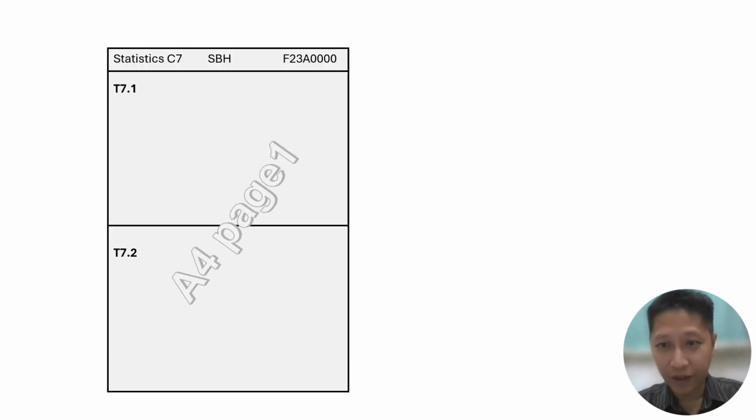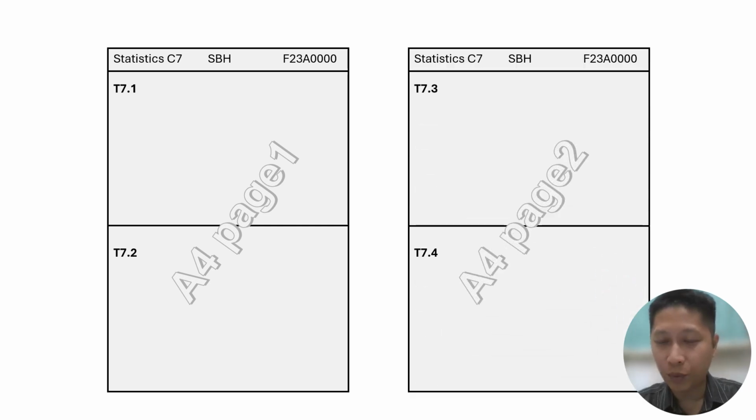Hi students, to prepare two pieces of A4 paper consists of T7.1, 7.2, 7.3 and also 7.4.